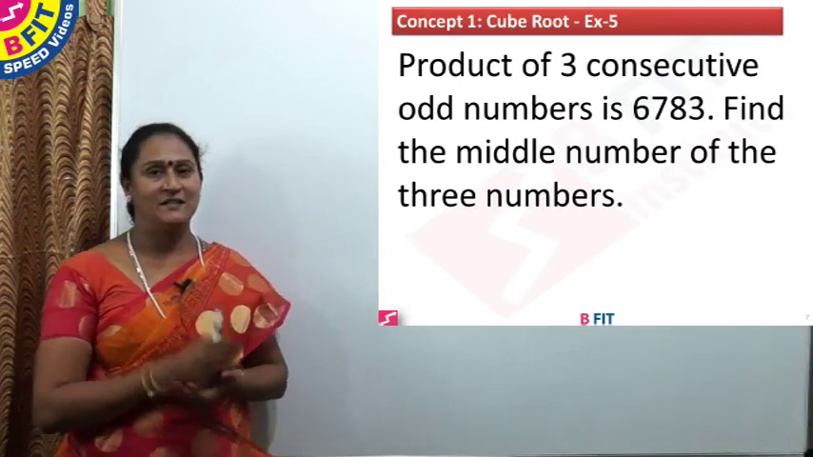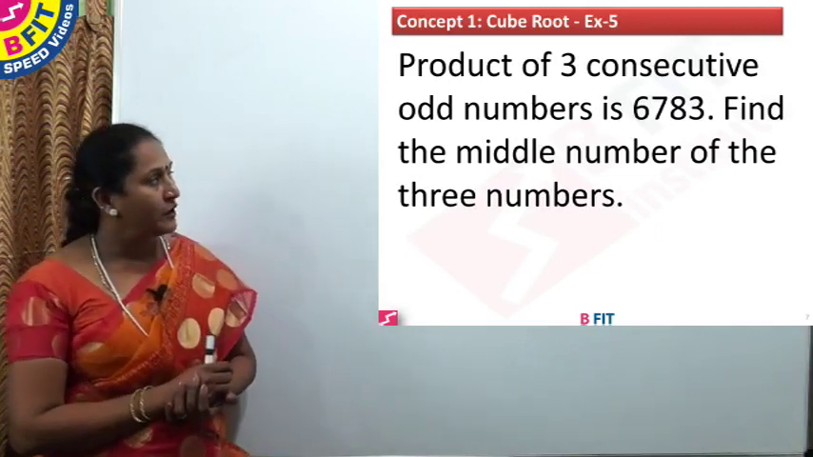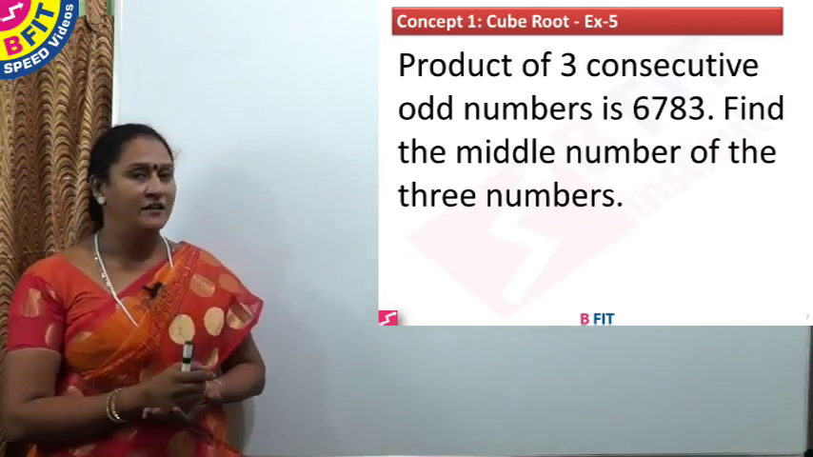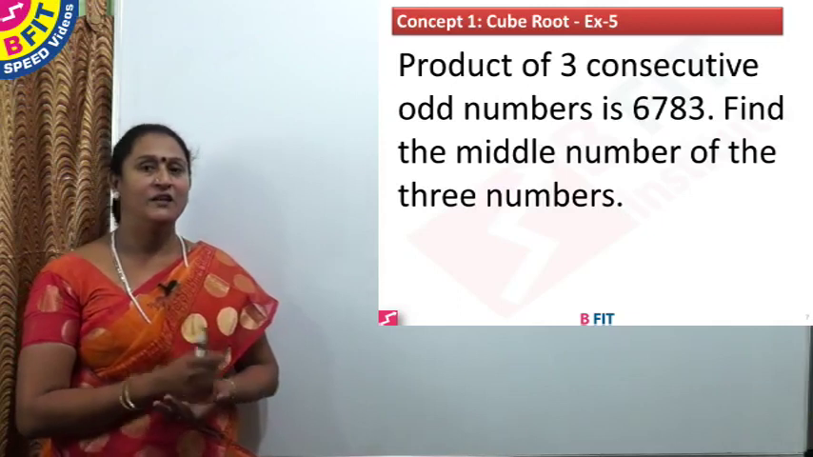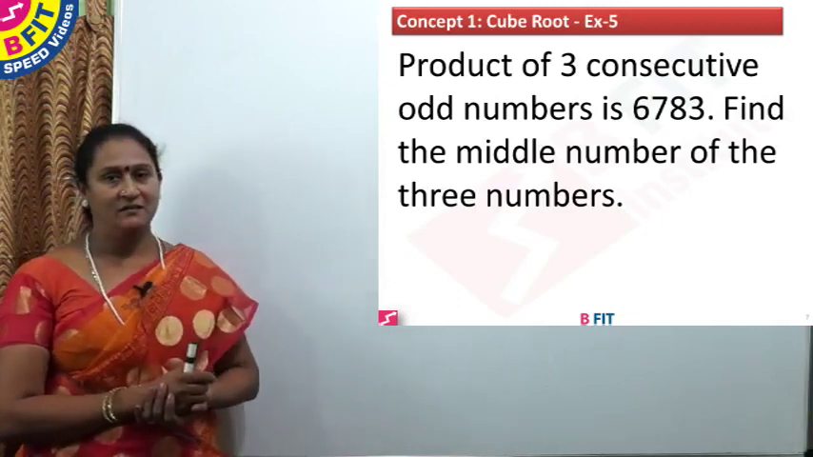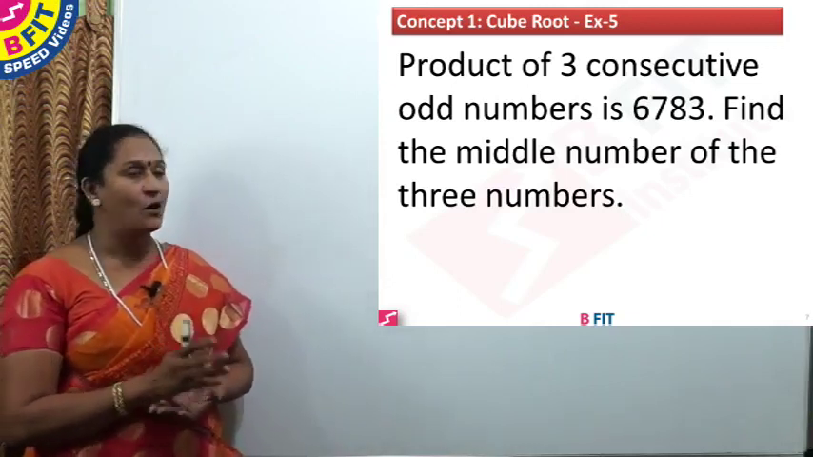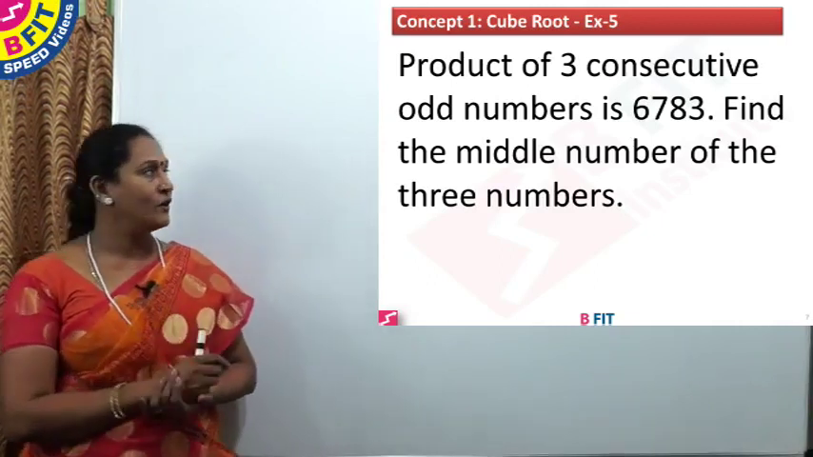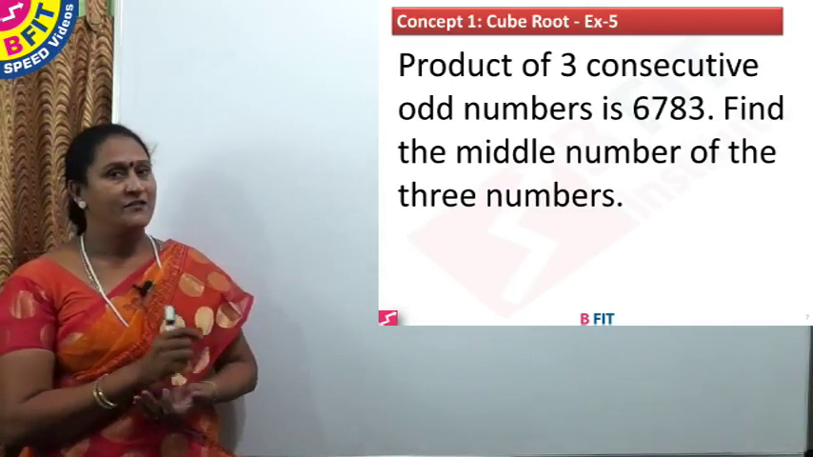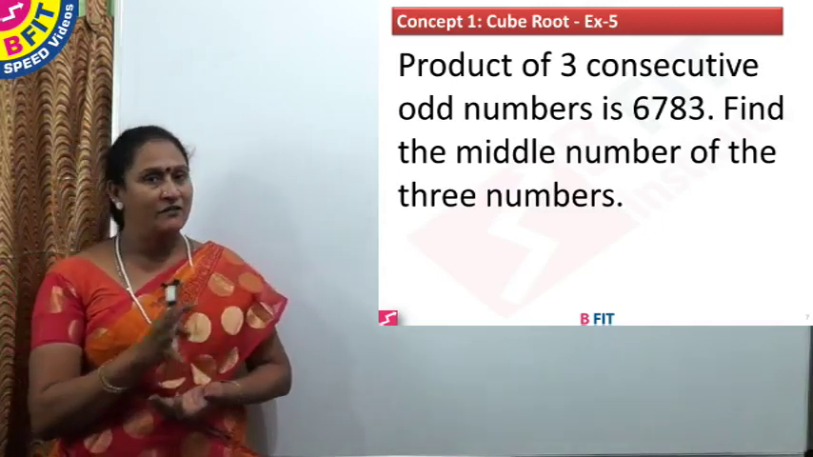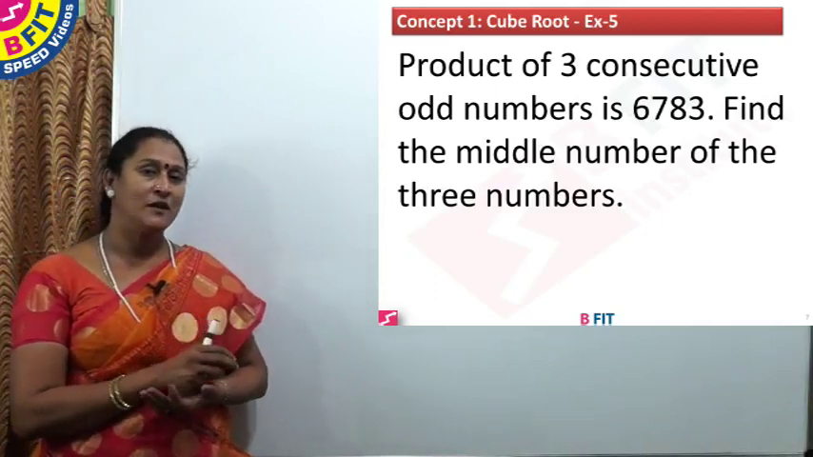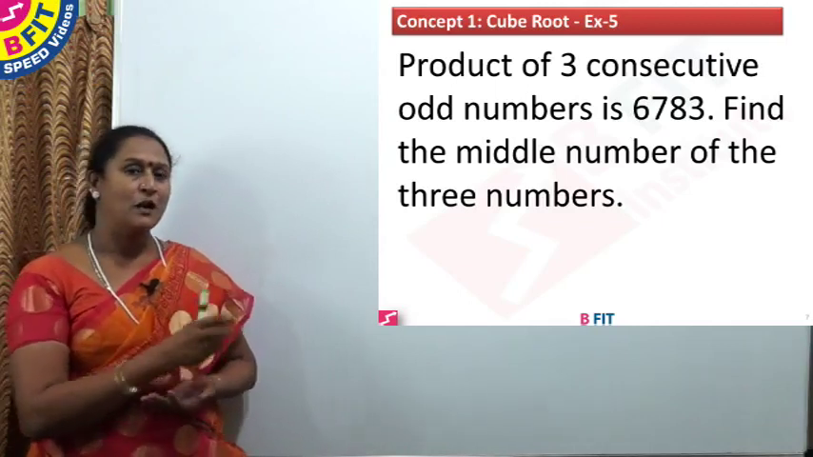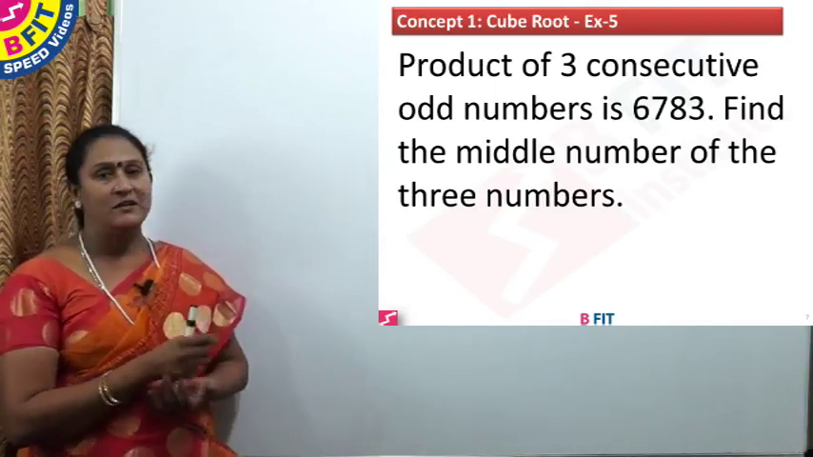So we'll see the next example. The question is, the product of 3 consecutive odd numbers is 6,783. Find the middle number of the 3 numbers. So in this question, the product of 3 consecutive odd numbers is given. So product is 6783. Here as you have 3 numbers, we can use the approximate cube root pattern. We'll see how to find the numbers using this cube root and approximate cube root pattern. So we'll see the working.